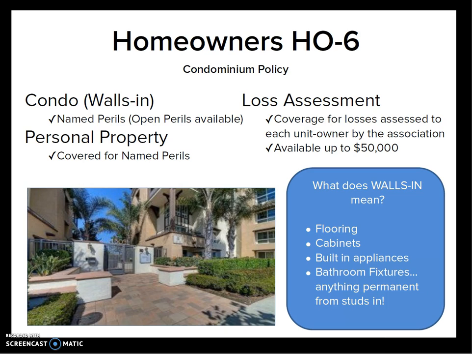A homeowner's HO-6 policy, which is also known as a condominium policy, covers from the walls in. So it's a named perils policy. There is open perils available, so you just want to, again, check with your agent. Personal property would be covered for named perils. You would have loss assessment coverage, which is different than any of the other forms, in that this provides your coverage for losses assessed to each unit owner by the association. It is available, depending on what state you're in, up to $50,000.